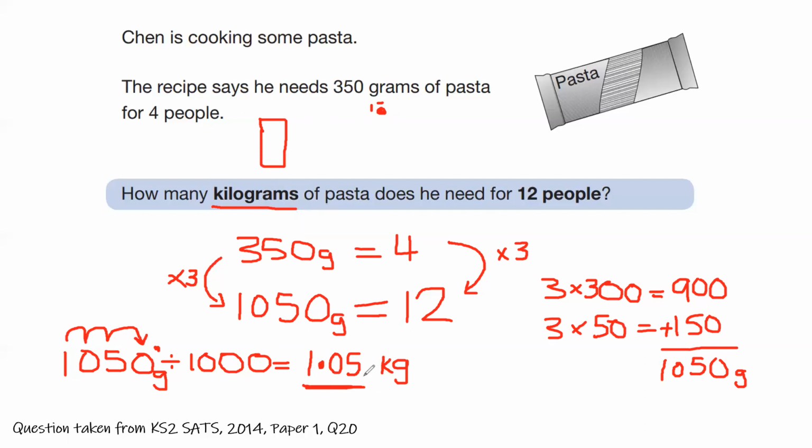So we've worked out that for 12 people, we've multiplied by 3 because we did have enough for 4 people. Now we need enough for 12 people. We're going to have to use 1.05 kilograms of pasta for 12 people. Quite a lot.